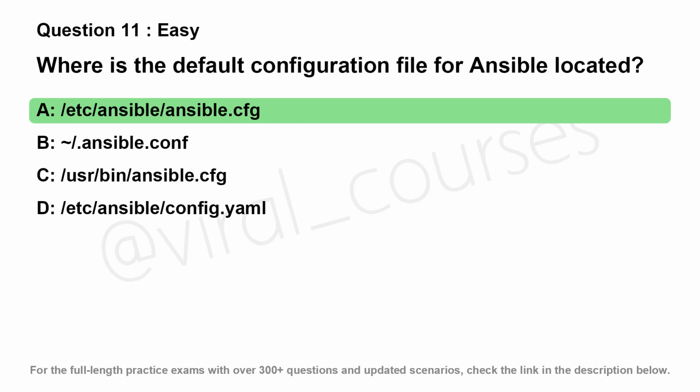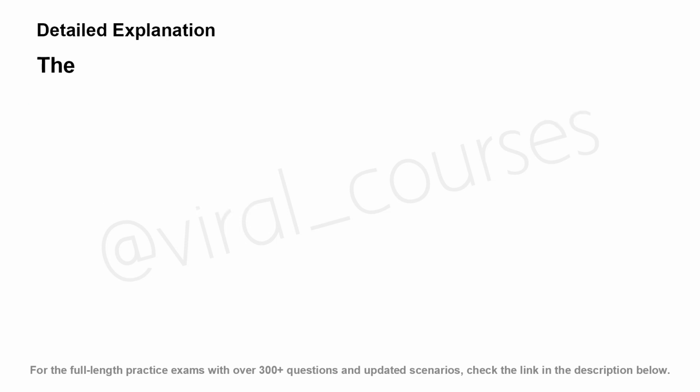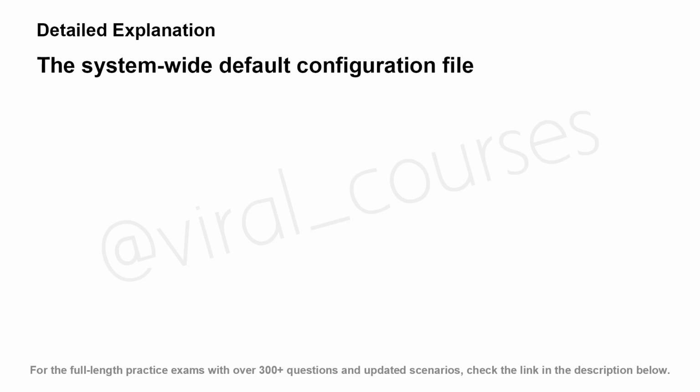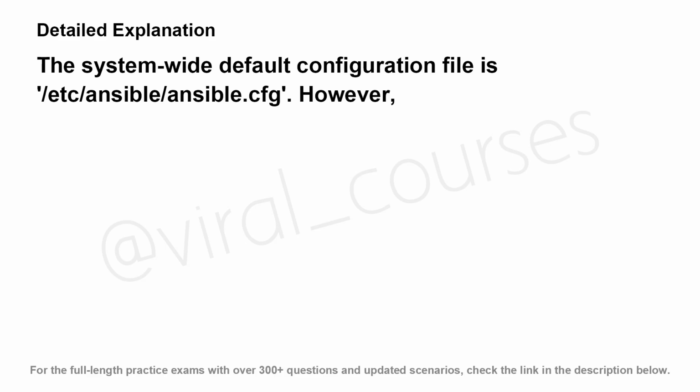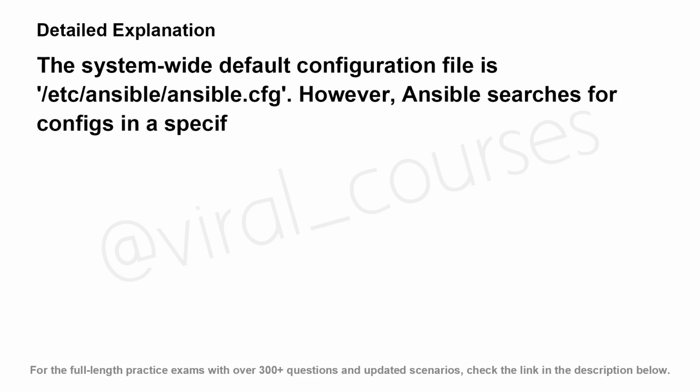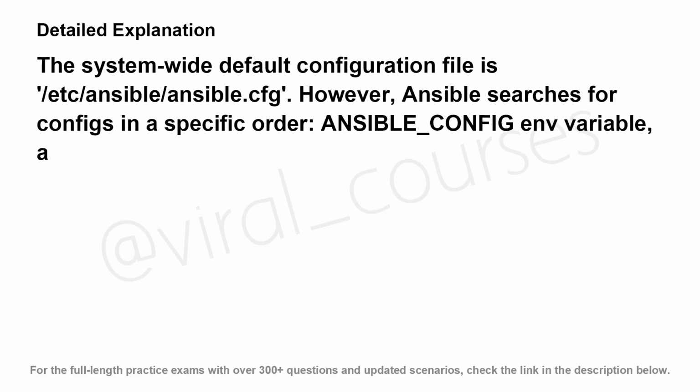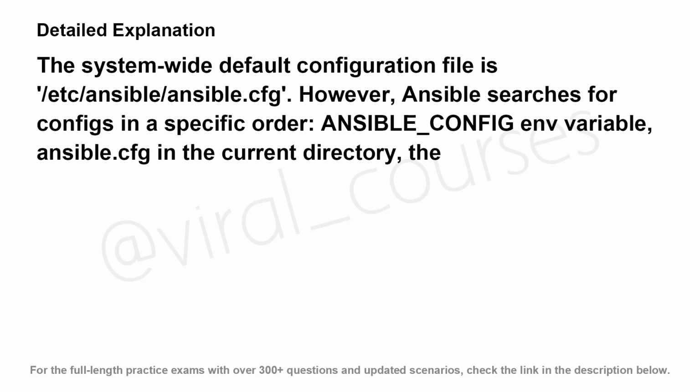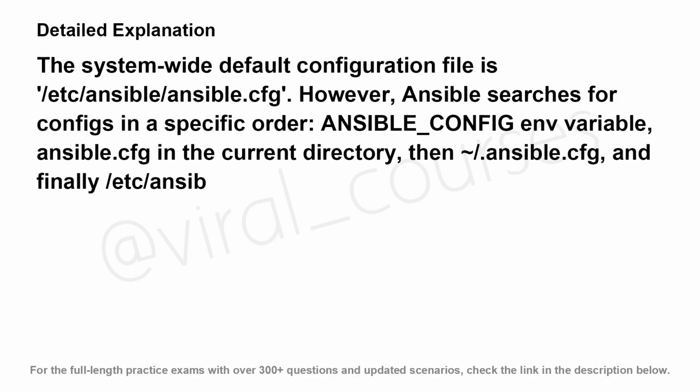The correct answer is A. The system-wide default configuration file is /etc/ansible/ansible.cfg. However, Ansible searches for configs in a specific order: the ANSIBLE_CONFIG env variable, ansible.cfg in the current directory, then ~/.ansible.cfg, and finally /etc/ansible/ansible.cfg.